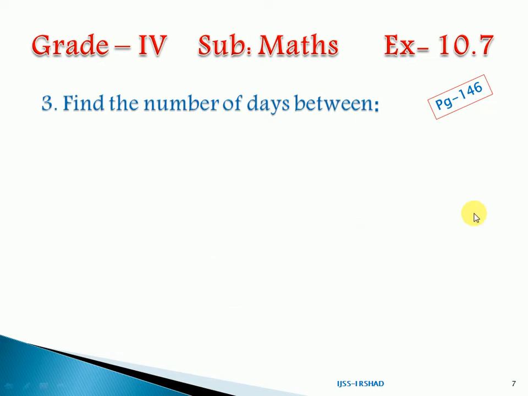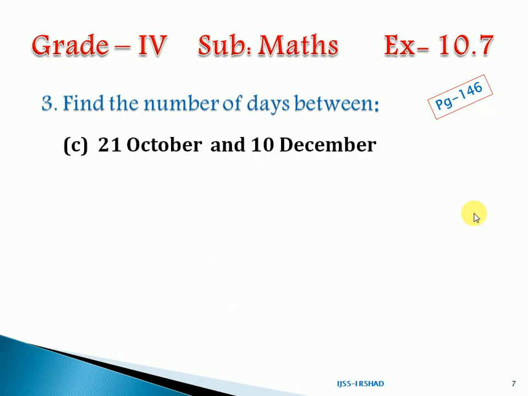Now question number C. The same way we will do. First write the month name, October. Then for 21 October, we have to take the days after 21st of October. So the total number of days of October will be subtracted by 21. In October 31 days are there. From this I will subtract 21. So you will get 10 days.